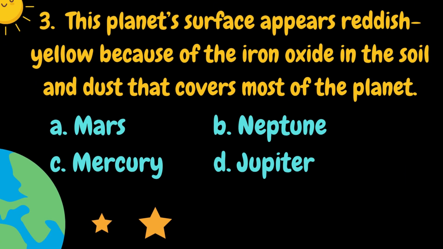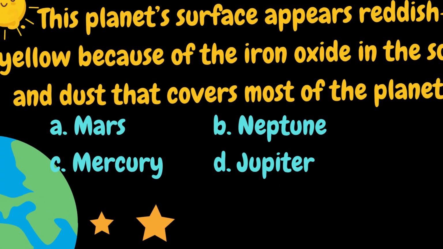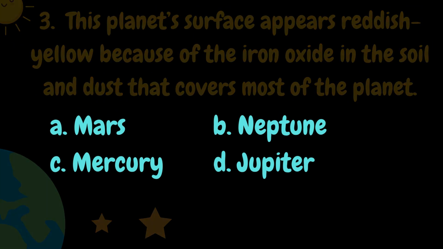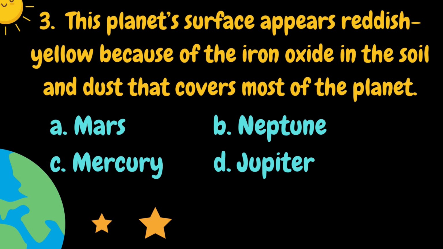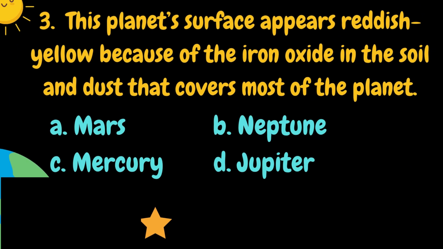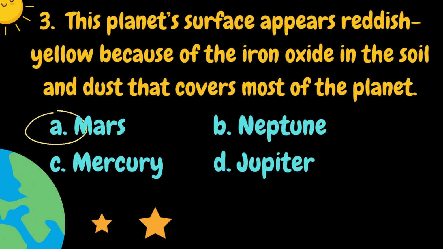Number 3. This planet's surface appears reddish-yellow because of the iron oxide in the soil and dust that covers most of the planet. Letter A. Mars, B. Neptune, C. Mercury, D. Jupiter. The correct answer is letter A, Mars.